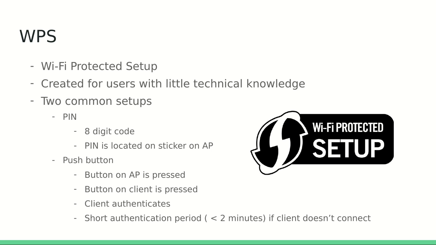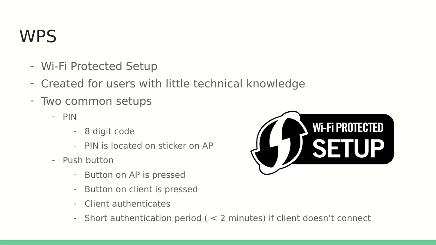The other option is the WPS push button setup, which will often have that WPS logo with the two arrows. It's often a physical button, although it can be software that's pushed on the AP. It will then attempt to authenticate with a client. A button must also be pressed on your client so that it discovers the network.